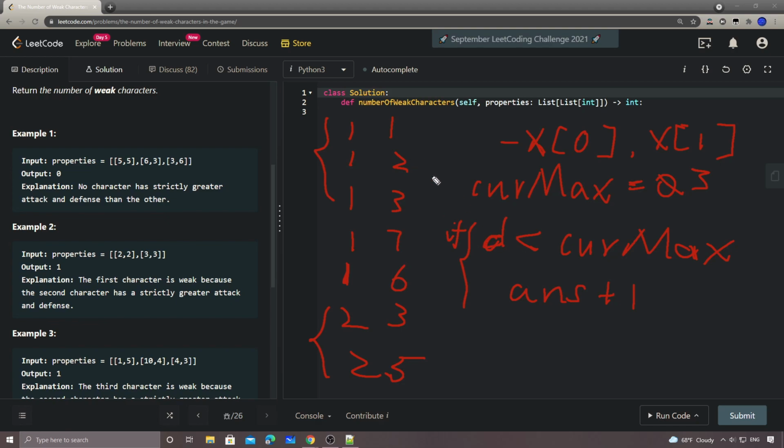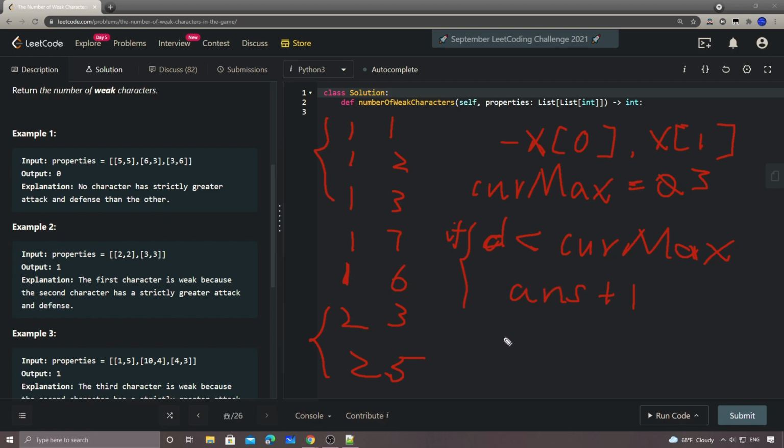When this d is smaller than current max, it means that, because the first one we are processing is the smallest from this group, and at this moment the current max is the biggest one from the previous group, then we know this one is strictly smaller than some number from the previous group. And then keep doing this until we have reached 1, 6. In this case, 6 is greater than 5, that's why this one is not a weak one.